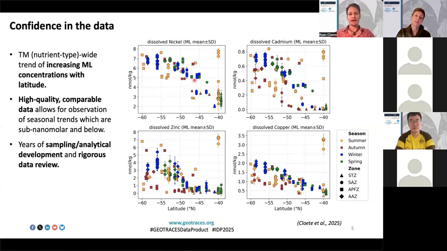But what I really want to highlight here is that because the data in the IDP are of such high quality, they're comparable. This allows for seasonal observations which are at the sub-nanomolar and even below. And this is thanks to years of sampling and analytical developments, but also rigorous review, which allows us to have this confidence in the trends that we are seeing.